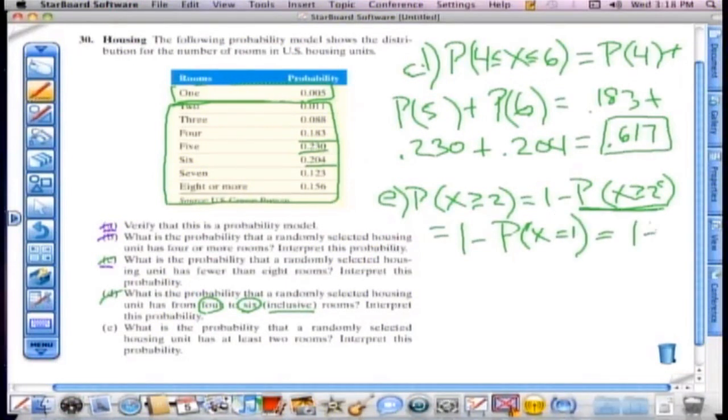So it would be 1 minus 0.005, which would be 0.995. And this is equivalent to saying 99.5% of U.S. housing units are at least 2 rooms. Okay, let's go on.